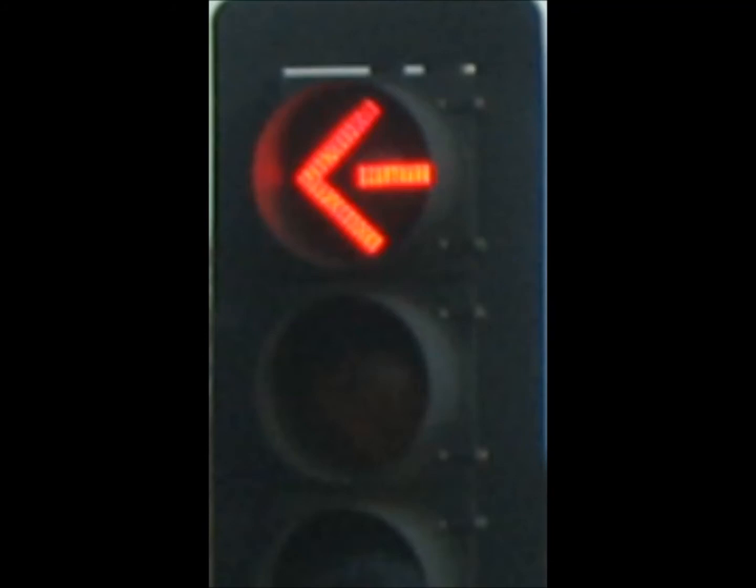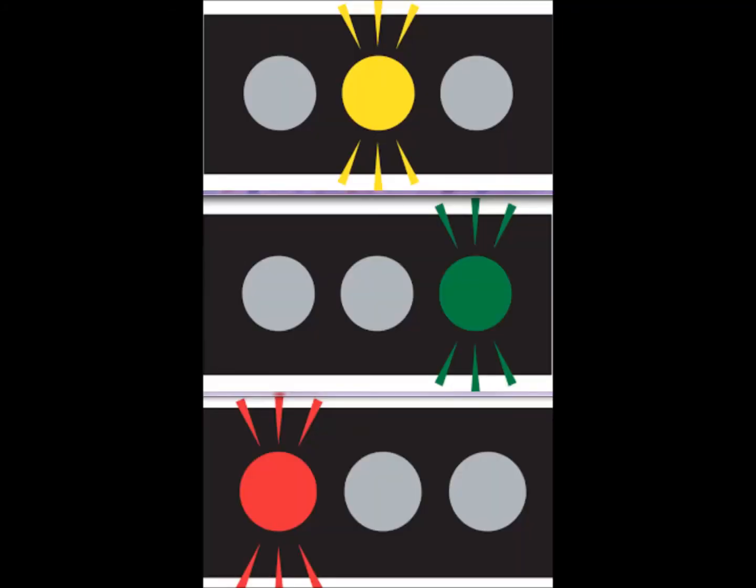Green arrow with red light. Drivers facing a traffic control light with a green arrow and a red control light may enter the intersection and proceed without stopping only in the direction indicated by the arrow.